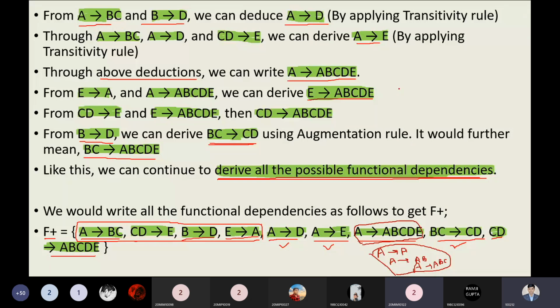See, here we have A determinant to E, and A determinant to D. It is generated from two different functional dependencies, so we can write it over here. If you want to skip, you can skip, but it is a better idea to write all the possible functional dependencies. Don't think, sir, it is already given inside this point, so we can skip. A determinant to A you can write. You are allowed to write. You can also write A determinant to AB.